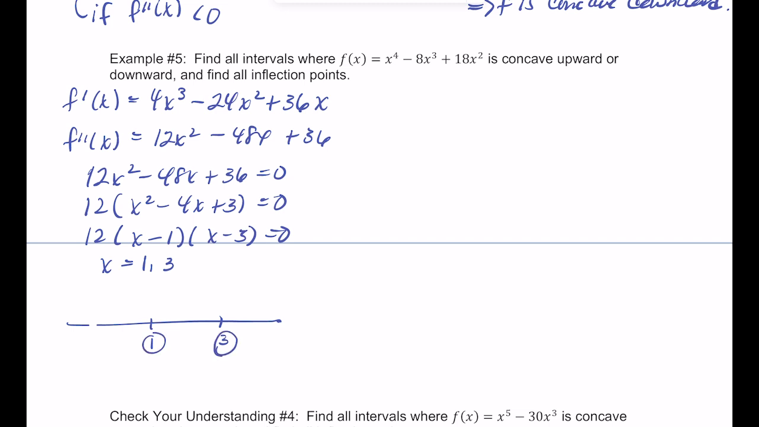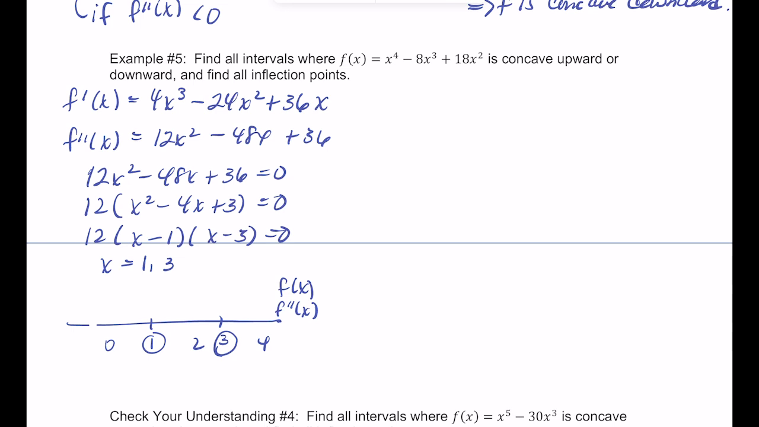All right, let's pick our test points. So 0, 2, and 4. I'm going to plug those values into my second derivative, and it's going to tell me about the original function if it's concave upward or downward.